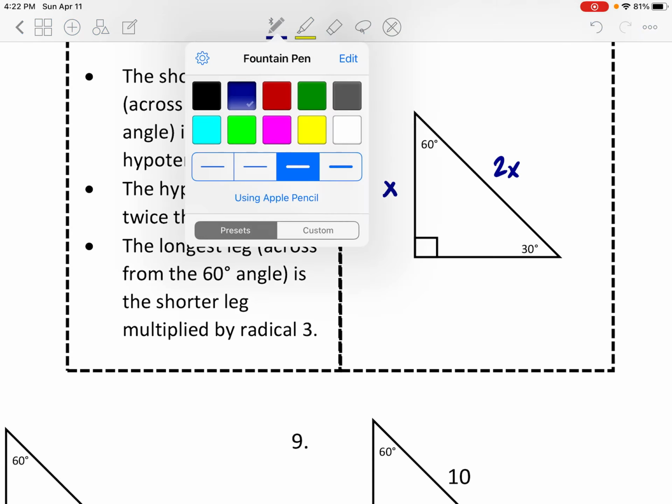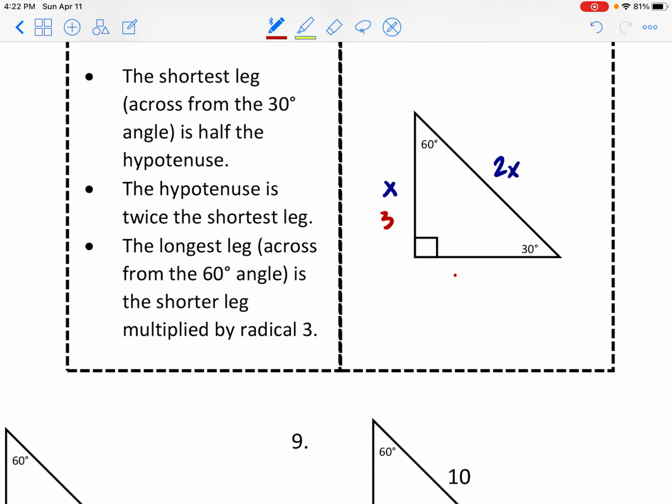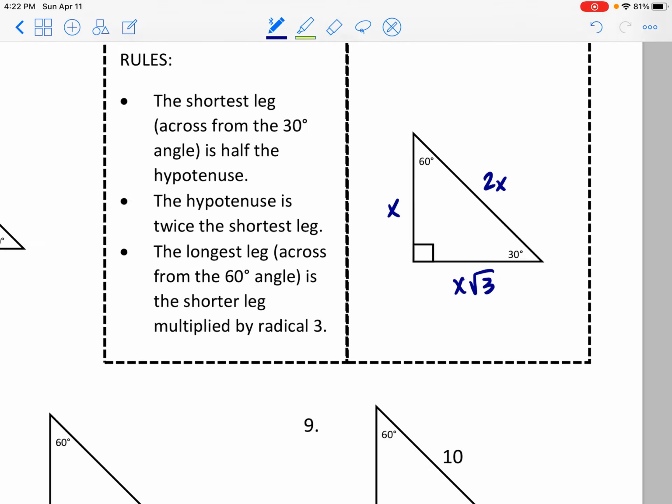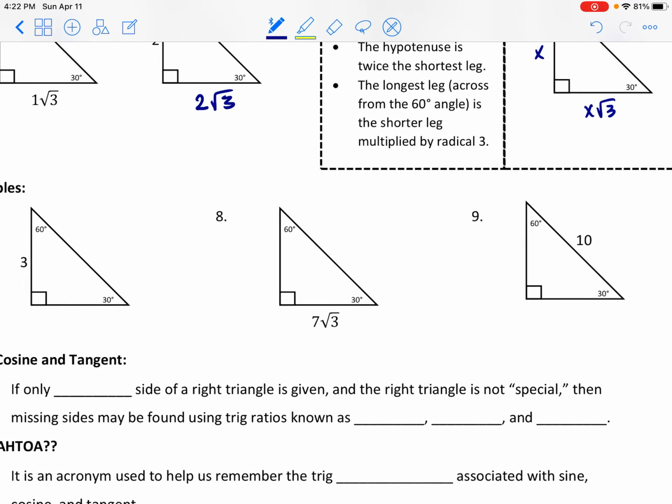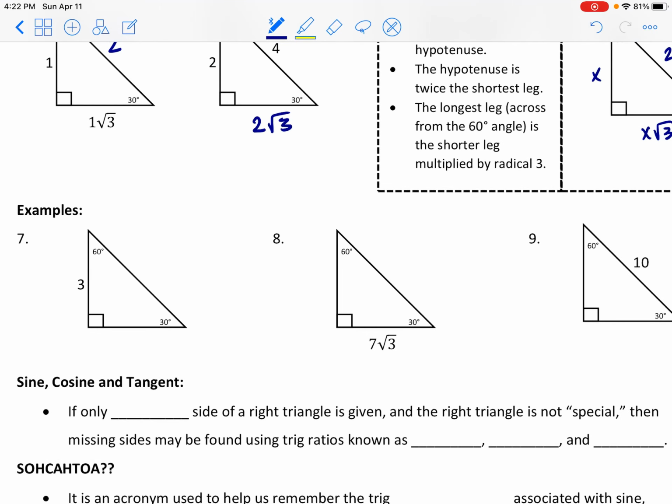And then if this one was a 3, this would be a 3 radical 3. If this was a 5, this would be a 5 radical 3. If this was a 7, this would be a 7 radical 3. If this was a 10, this would be a 10 radical 3. So whatever that shortest leg is, to get the longer leg, which is across from the bigger angle, we just multiply by a radical 3. Okay, again, helpful to commit to memory because if we see these, we can easily find the missing side.